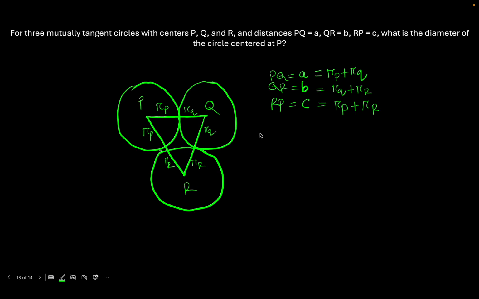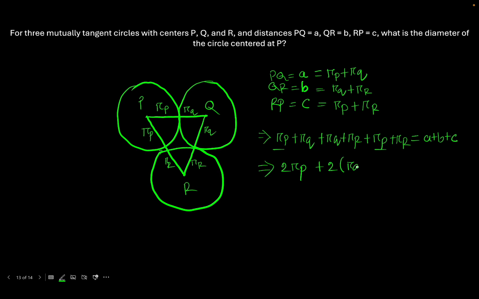Now if we add these terms, we'll get RP plus RQ plus RQ plus RR plus RP plus RR is equal to A plus B plus C. So we want this one, so it will be 2RP plus 2 into (RQ plus RR) is equal to A plus B plus C, and RQ plus RR is equal to B, so we can write B in place of it: 2RP plus 2B is equal to A plus B plus C.